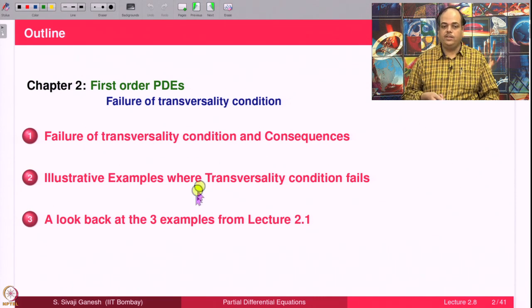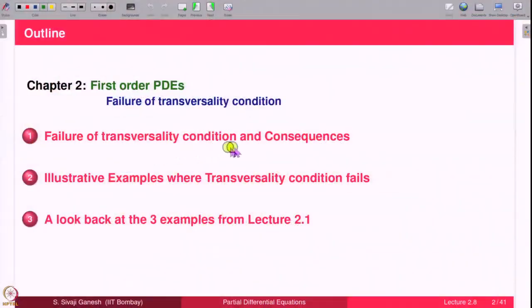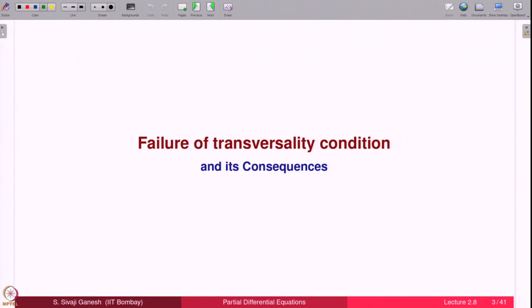There are two examples, they illustrate the two possibilities that we can conclude in the case when transversality condition fails. And then we look back at the three examples which were motivating examples dealt with in lecture 2.1. It was three Cauchy problems for the same differential equation, same PDE, wherein we saw one has exactly one solution, another Cauchy problem has infinitely many solutions, and the third one had no solutions. So, we are going to analyze those examples in the light of this failure of transversality condition.